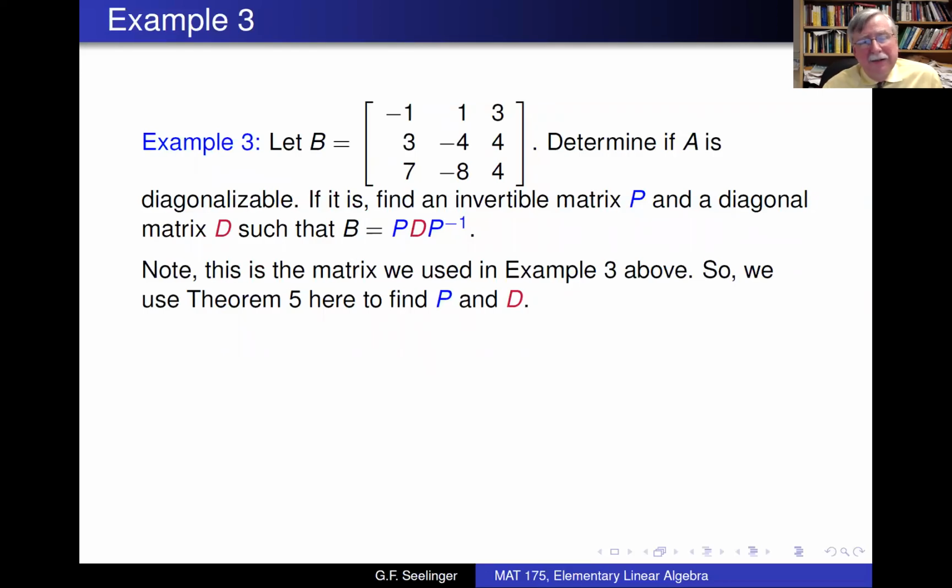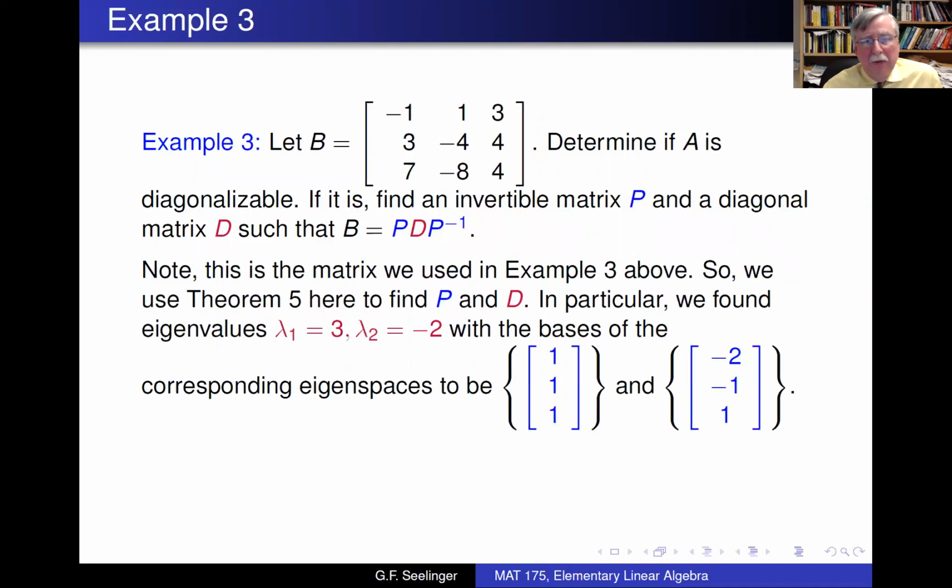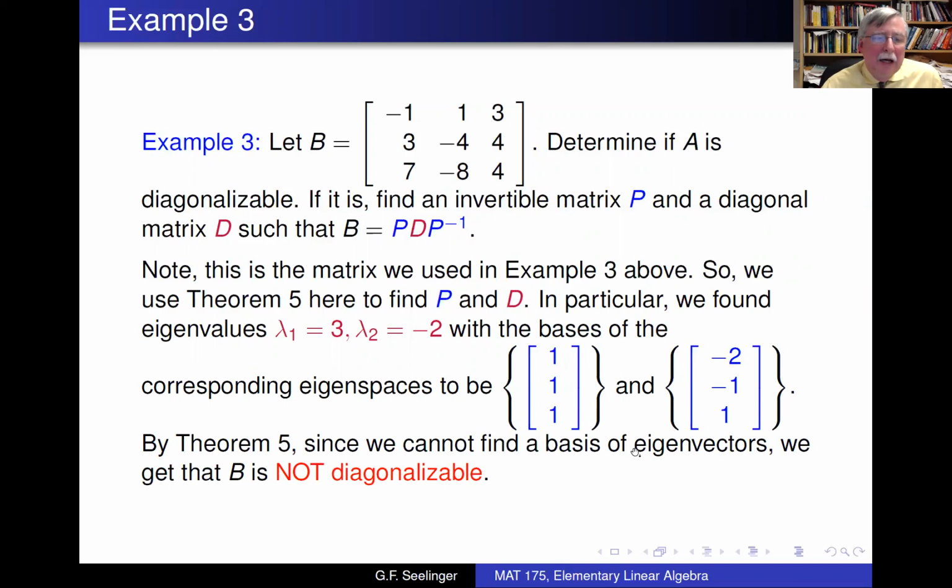In example 3, we do the same thing. We did the work on that. Again, we only had 2 eigenvectors, this one corresponding to the eigenvalue of 3, this one corresponding to the eigenvalue of -2. But theorem 5 says since we cannot find a basis of eigenvectors, B is not diagonalizable. I cannot do this similarity, this conjugation, and get a diagonal matrix. So not all matrices are diagonalizable.